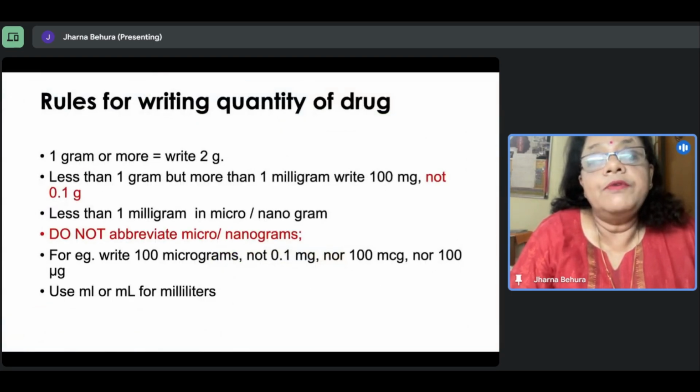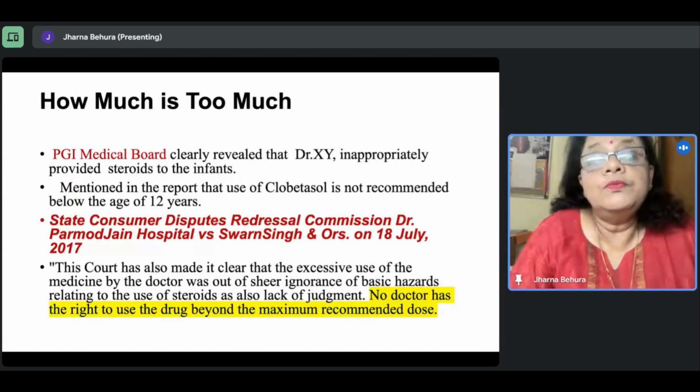Rules for writing quantity of drug. If the drug is 1 gram or more, write 2 grams. Less than 1 gram but more than 1 milligram, write 100 milligram, not 0.1 gram. If it is less than 1 milligram, in micrograms or nanograms, do not abbreviate micro or nano. For example, write 100 micrograms in the complete form rather than 0.1 milligram or 100 mcg. Use ml for milliliters.